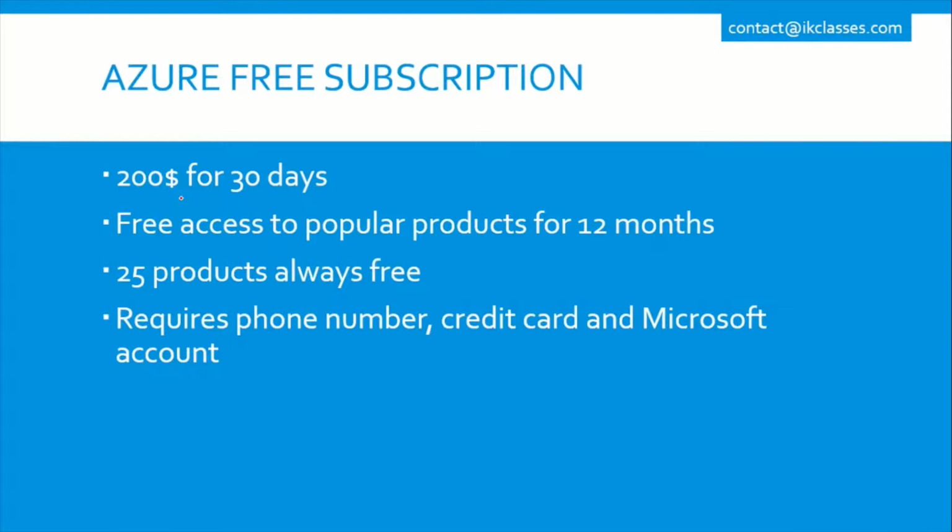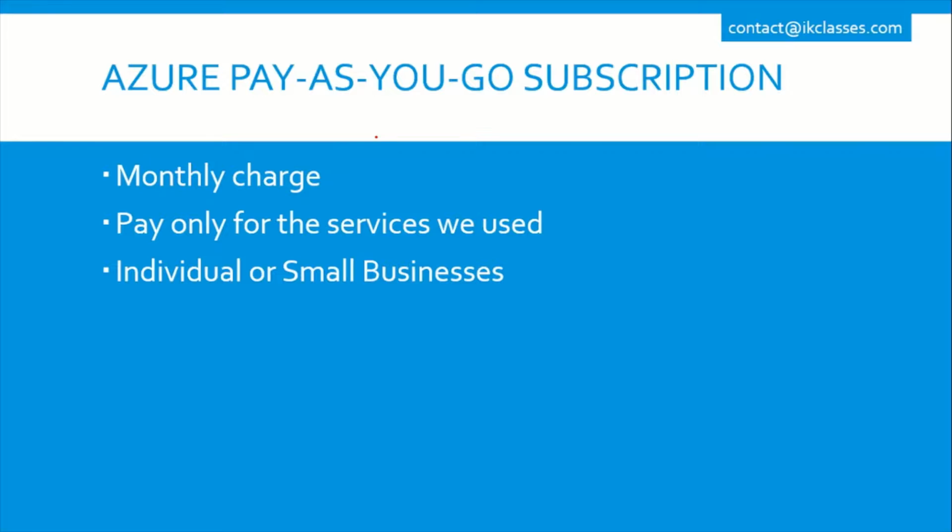An Azure free subscription includes a $200 credit to spend on any services for the first 30 days, free access to most popular products for 12 months, and access to more than 25 products which are always free. This is an excellent way for new users to get started. To set up a free account, we require a phone number, a credit card, and a Microsoft account. Now the question is, what happens to our credit after 30 days? Azure will ask you whether you want to upgrade your free subscription to a pay-as-you-go subscription.